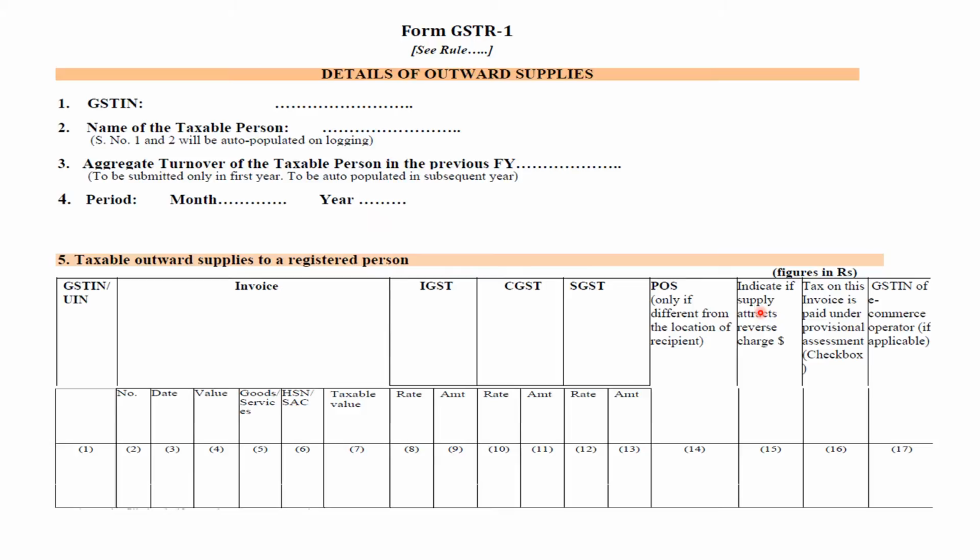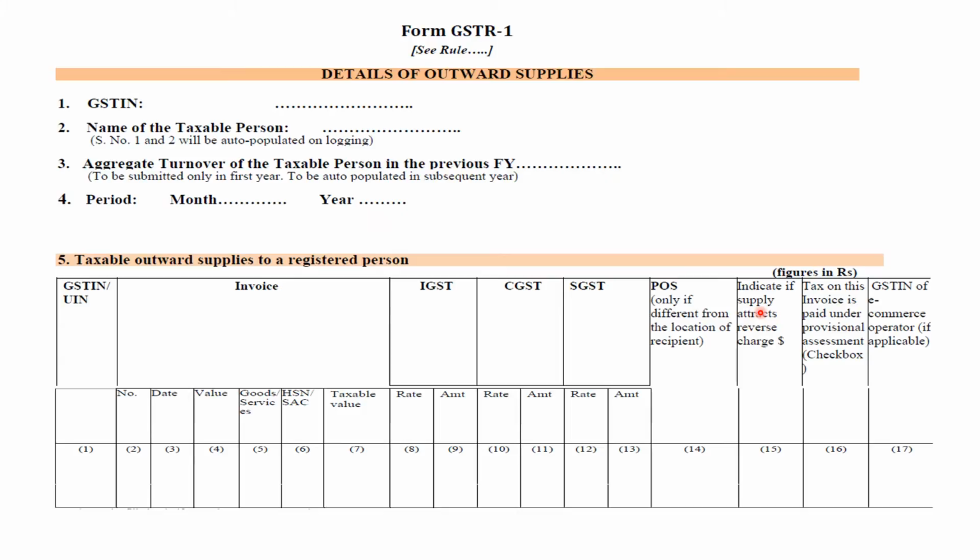assessment. This provisional assessment is basically when the taxpayer is not able to determine how the goods or services are to be classified in order to apply the rate for a particular HSN SAC. In that case, he will go to the commissioner, and the commissioner will pass some order based on which the taxpayer will be able to deposit the tax against those HSN SAC on a provisional basis.